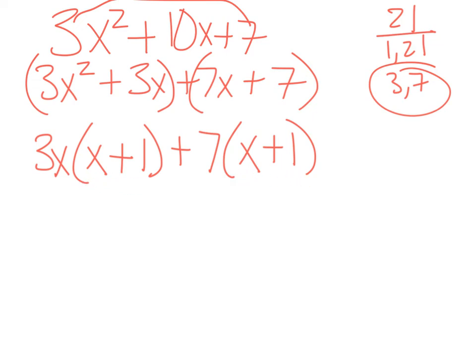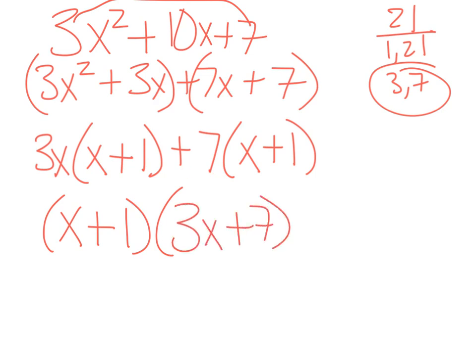So now we are regrouping here. The x plus 1 then, since it's something that these two have in common, it is its own term that I am going to be dividing out here. And whatever's left over is what goes in my second set of parentheses, 3x plus 7. And that's it.